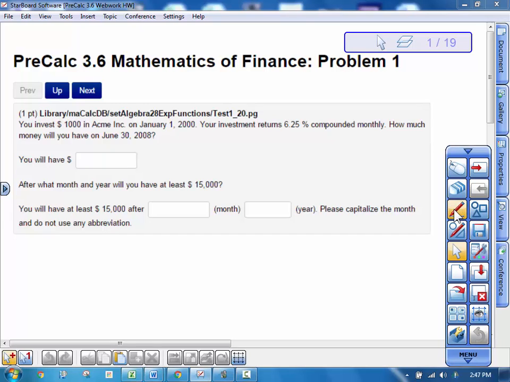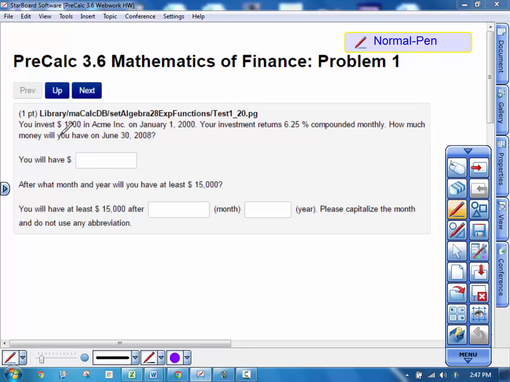Okay, this is 3.6. First problem says you invest $1,000 on January 1st. Your investment returns 6.25% compounded monthly. How much will we have on June 30th?